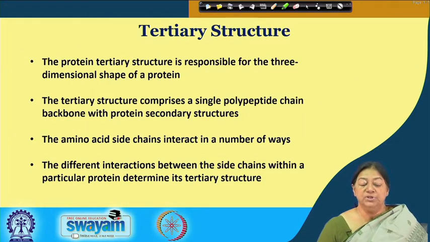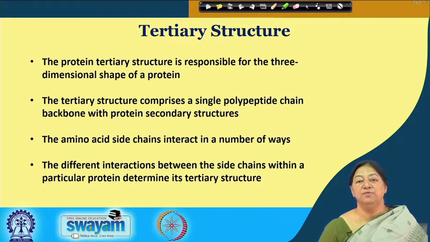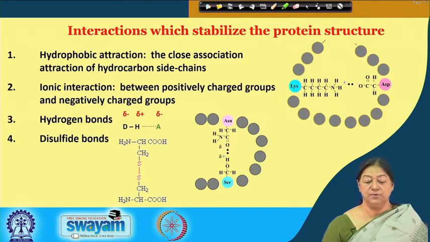Now, the protein tertiary structure is responsible for its three-dimensional shape. It comprises the single polypeptide chain backbone with the protein secondary structure elements in it, and the amino acid side chains interact in a number of ways, and it is this non-covalent interaction that gives it stability. What happens is when these side chains interact with one another, they form this folded compact structure. We will look at these forces involved.